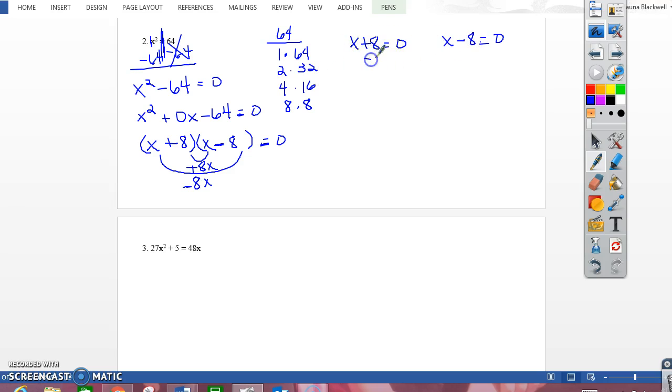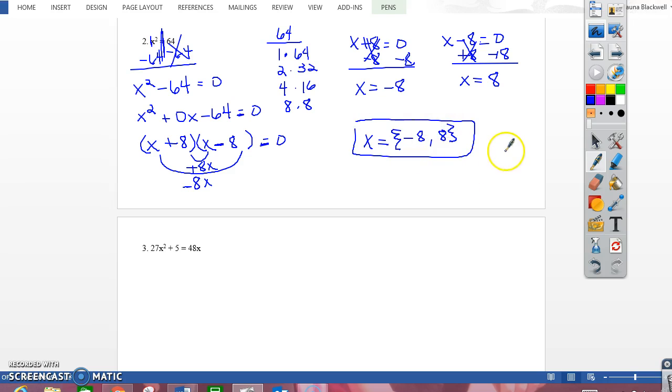So to solve for x here, I would subtract 8 from both sides. And we get x equals negative 8. Over here, I would add 8 to both sides. And we get x equals 8. So my two solutions, my two places where that parabola crosses the x-axis, are at negative 8 and 8. So please remember, big picture.